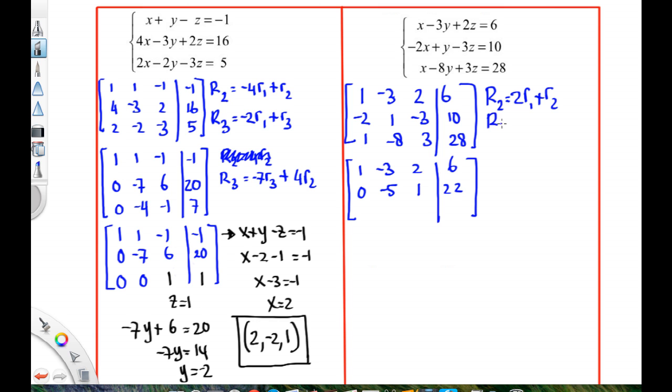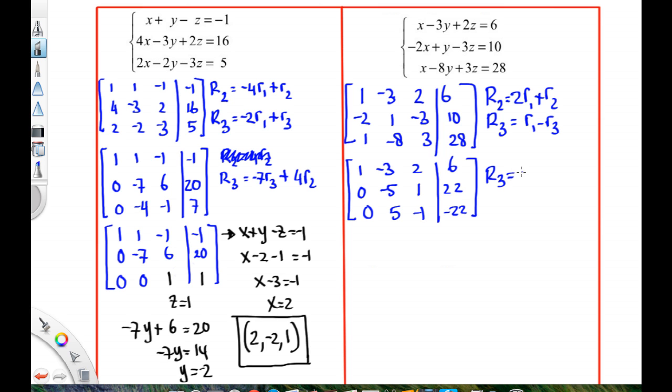And then I want a new third row, and I want a 0 here as well, and that just means I can take R1 minus R3. So that's what I'm going to do. I'm going to take R1 and subtract R3. So 1 minus 1 is 0. Negative 3 minus a negative 8 is actually 5, right? And 2 minus 3 is a negative 1, and 6 minus 28 is a negative 22. Great. I want a new R3 because I want to cancel the next 0 here, so I'm going to have 0 and a number, and then 0, 0, and then a number.